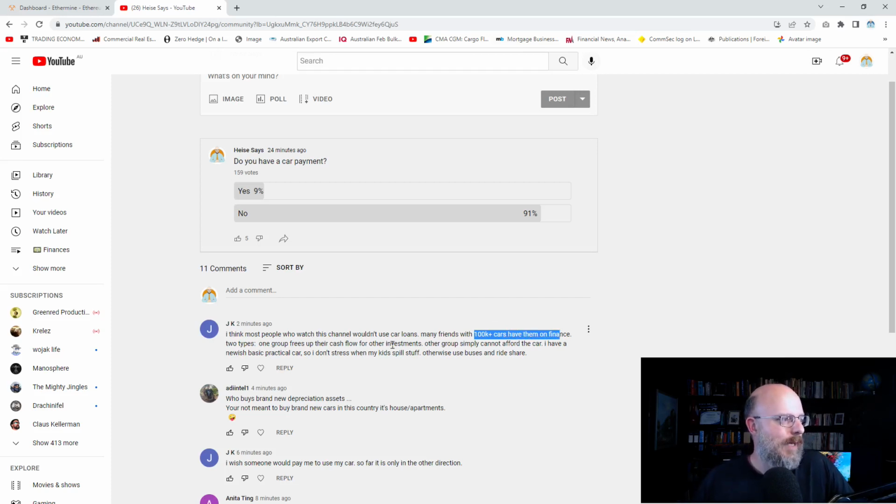One group frees up their cash flow for other investments. The other group simply cannot afford the car. I have a newish, basic, practical car, so I don't stress when my kids spill stuff. Otherwise, use buses and rideshare. There you go. Some good advice. I mean, that's also the thing.